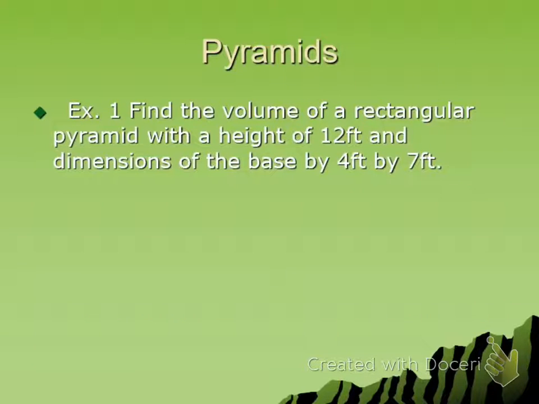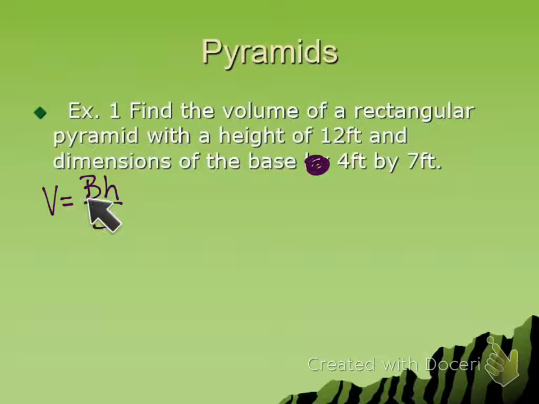All right, our first example does not give us a picture, just words. Find the volume of a rectangular pyramid with a height of 12 feet and dimensions of the base 4 feet by 7 feet. I think there's a small typo, but that's fine. I put in a couple too many by's. All right. They did not give us a picture. We don't really need one. We need our formula. I prefer to just divide by 3. If you like the 1/3, that's fine. It's the same thing.